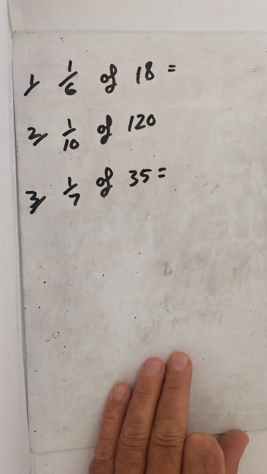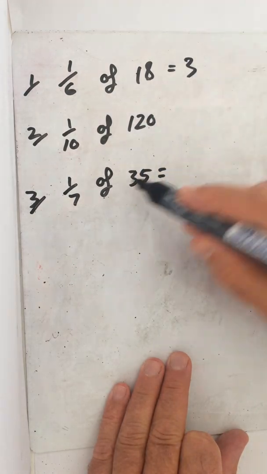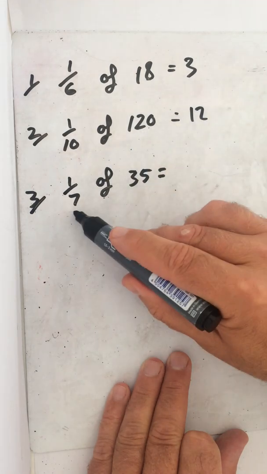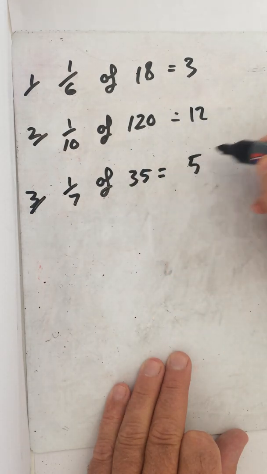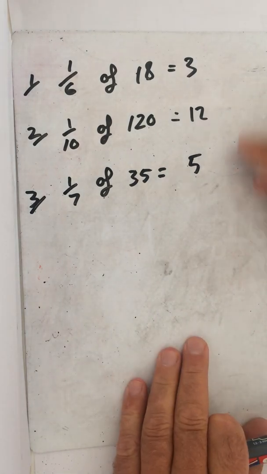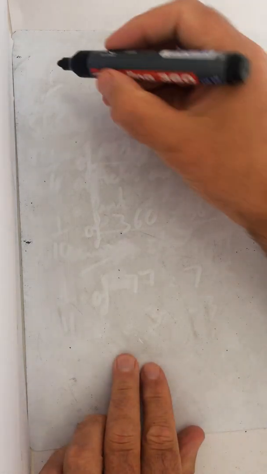Right, let's quickly have a look. So 1/6 of 18. How many 6's in 18? 3. How many 10's are in 120? 12. How many 7's are in 35? 5. For some of these, the hardest part for some of us will be knowing our times tables, isn't it? Knowing our times tables.